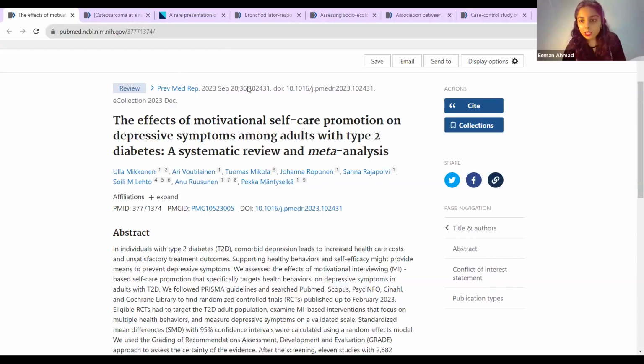You guys can answer in the chat. Adults, okay. Any other answers? Adults with type 2 diabetes, exactly. That is the population. What is the intervention? Yes, the population is diabetic patients, but what is the intervention?